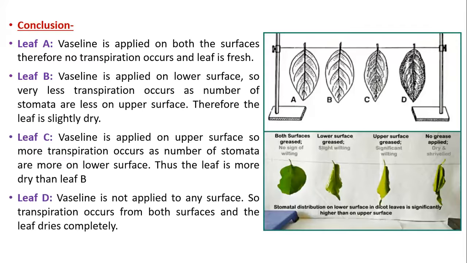And finally D, where you have not applied Vaseline on any side, the transpiration occurs from both the surfaces and the leaf has dried up completely. You can see in the diagram also A, B, C and D. Look at the D diagram. It is totally dried up.